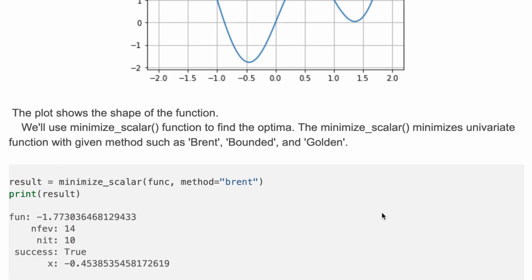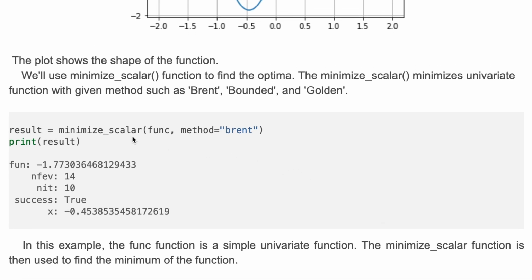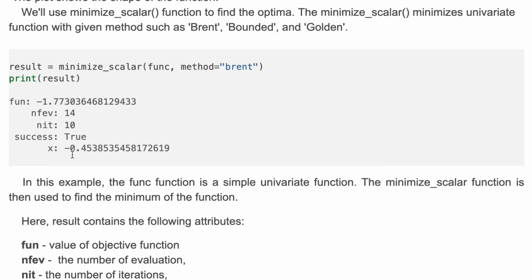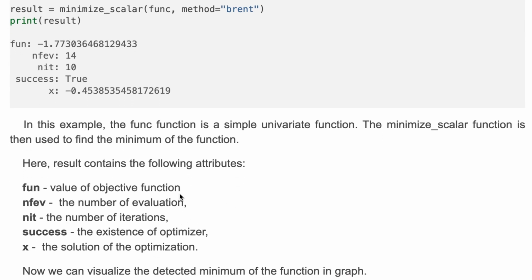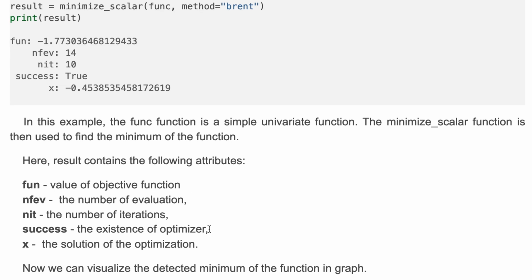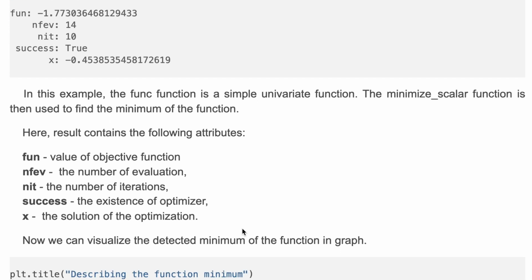Here we use Brent method. This code shows how to use the minimize scalar function. The func function is a simple univariate function here. The minimize scalar function is then used to find the minimum of the function, and we can print the result here. The result contains the following attributes: value of objective function, number of evaluations, number of iterations, and the existence of optimizer, then the solution of the optimization.